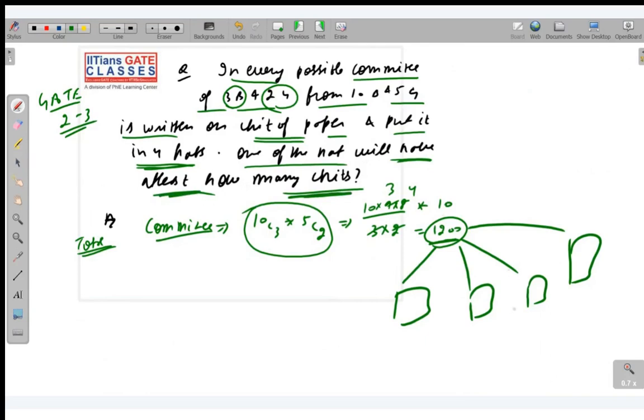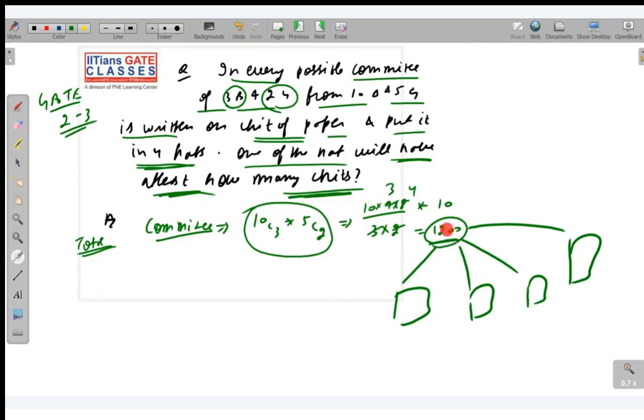So we want to guarantee at least how many chits will be there. See, in the worst case, you can put all 1200 chits in one hat. That is also possible. But they are saying one of the hats will have at least how many chits. So directly or indirectly we want to guarantee this. Obviously the others will have 0, but this is not the even distribution.